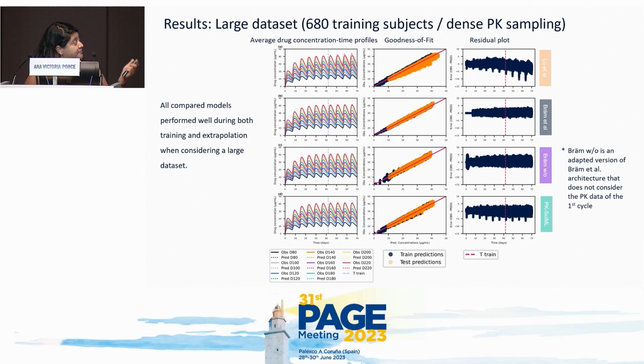There are slight differences that can be seen from the residual plots after the training time, but overall, it can be said that all models behave well for this large data set. So let's look at the most opposite case, which would be the most difficult for machine learning, when we have the least amount of data.